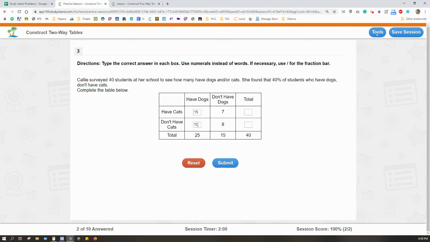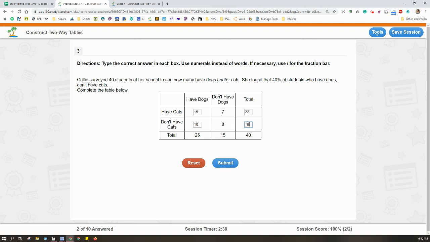So if 40% of those 25 don't have cats, then the other 60% do have cats. They have to add up to 25. 10 plus 15 is 25. Now it's a pretty simple adding problem to get the totals for each row. If there are 15 of the people that have cats that have dogs, and 7 of the people that have cats don't have dogs, that adds up to 22 people total that have cats. Then, if there's 40 people total and 22 of them have cats, that means the other 18 don't have cats.